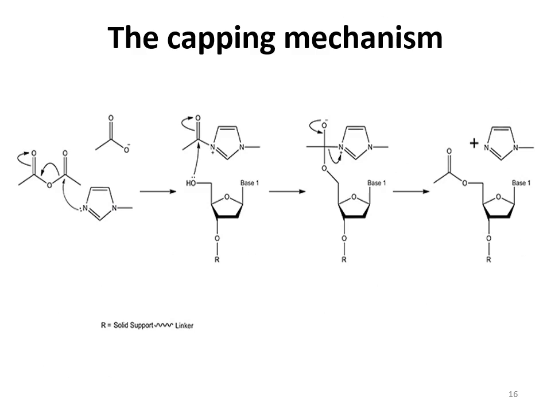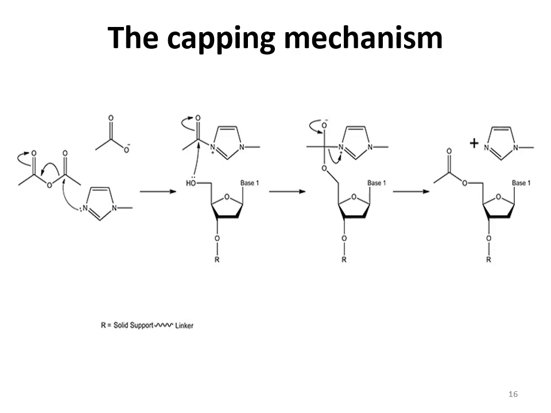This is the capping mechanism. We have acetic anhydride and N-methylimidazole, which react to form an intermediate in the presence of a solvent, tetrahydrofuran, which also has a small amount of pyridine. The product, you can see here, is a solid support linked nucleoside with an acetylated 5 prime hydroxyl group. So we can see the reaction clearly here.